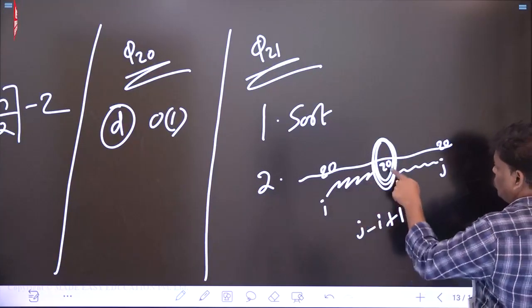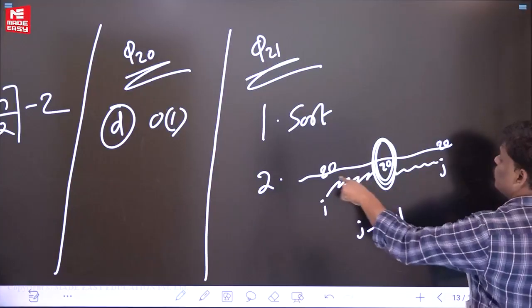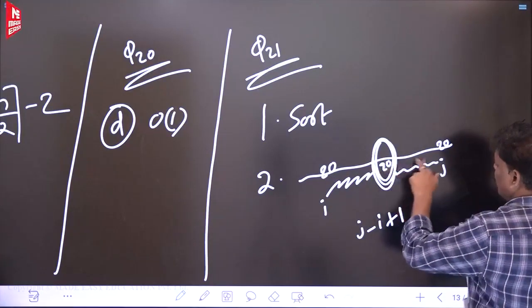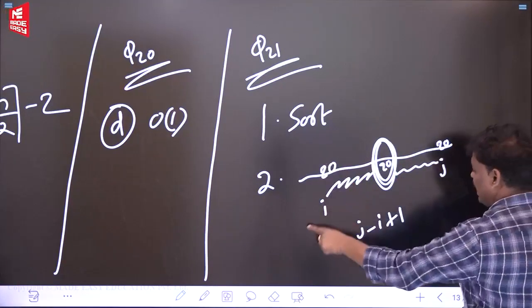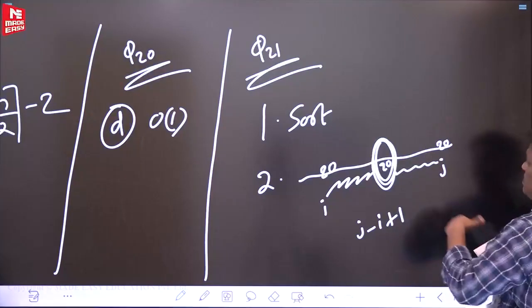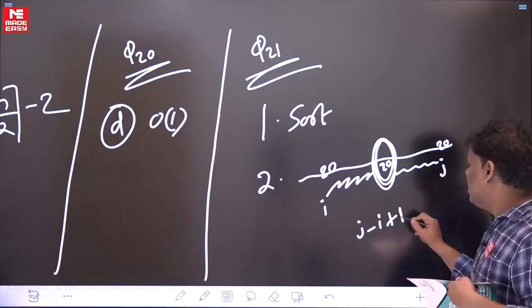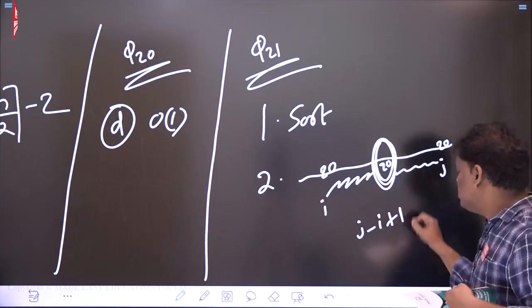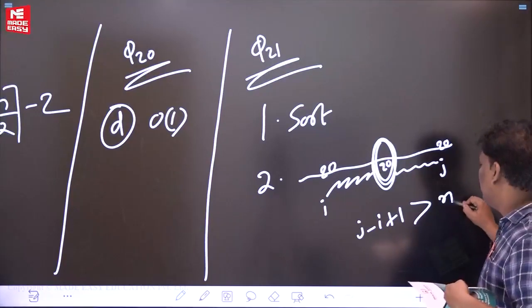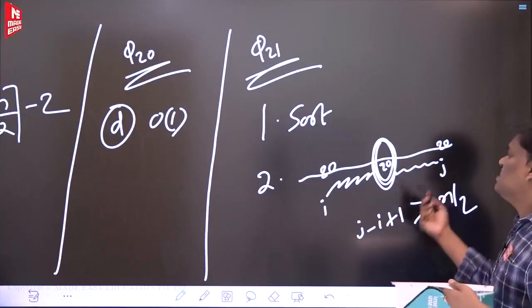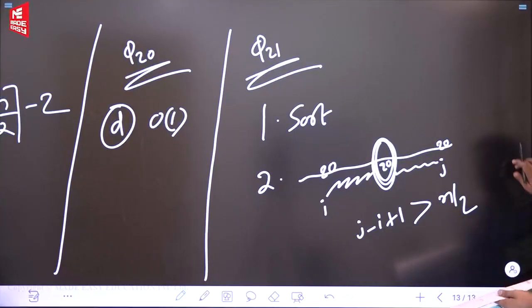How to do that? Using binary search, find the first 20. Using binary search, find the last 20. The first 20 is at place i, the last 20 is at place j. From i to j, how many elements are there? j minus i plus 1. If this value is greater than n by 2, then it is a majority element. Otherwise, it is not a majority element. Can you follow me now?